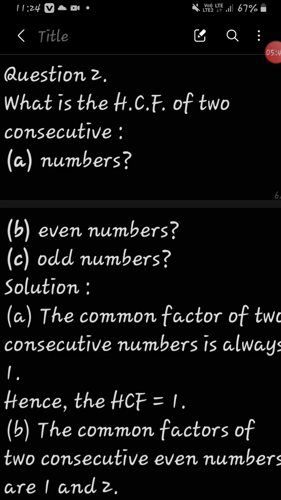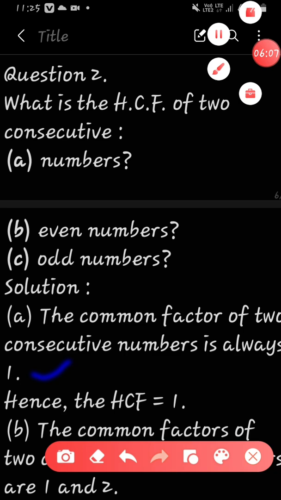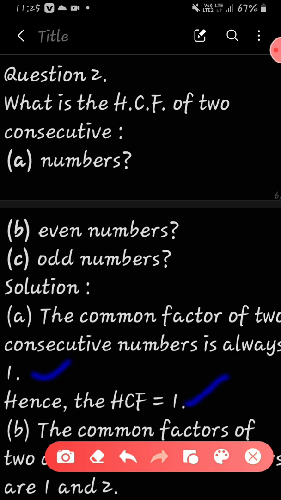Question number 2: what is the HCF of two consecutive numbers? Consecutive means one after another. You can take any example like 1 and 2, 2 and 3, or 3 and 4. The common factor of two consecutive numbers is always 1. So the answer is always 1, hence the HCF is also 1. Since the common factor is 1, the HCF is 1. Now proceed to question number 2b.